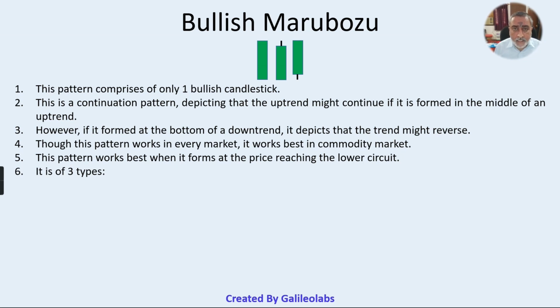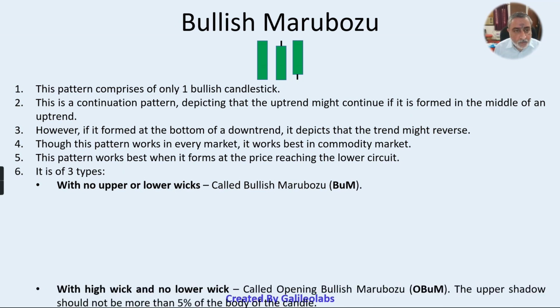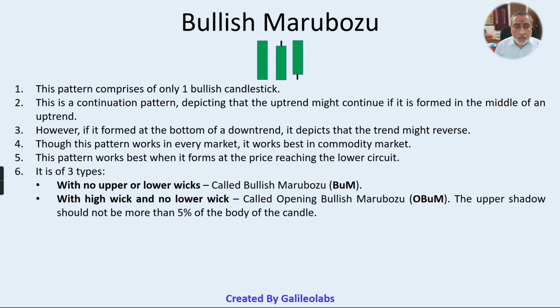Now this is of three types. The first type is a bullish Marubozu which has neither an upper wick nor a lower wick. The second type of Marubozu candle is a candle wherein there is a high wick but there is no lower wick. This is called an opening bullish Marubozu. Now over here, the upper shadow, that is the wick, should not be more than 5% of the body of the candle. This is a rule which is there to distinguish it as a Marubozu candle.